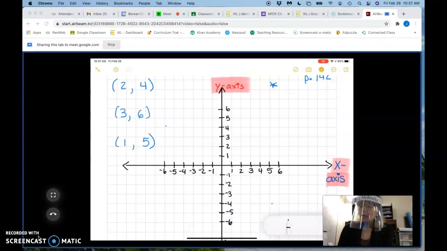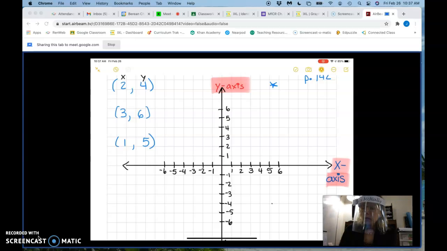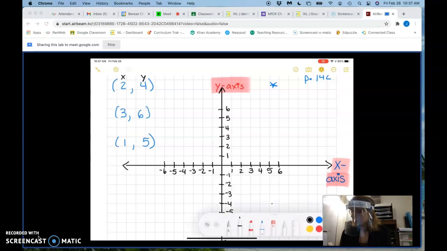For the first ordered pair, I have, remember, an X and a Y. So I'm looking at my X-axis for the first number and the Y-axis for the second number. Which direction does the X-axis go, Cameron? Over 2. Yes, over 2, and that means to the right 2. So if I'm looking at my X-axis, if I go over 2, I'm going to stop right there.